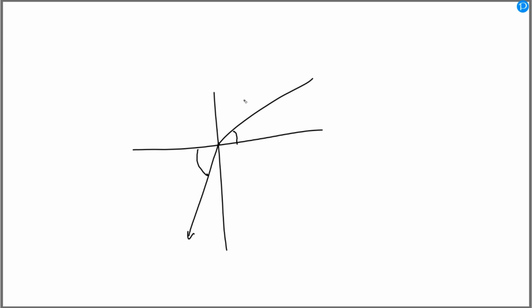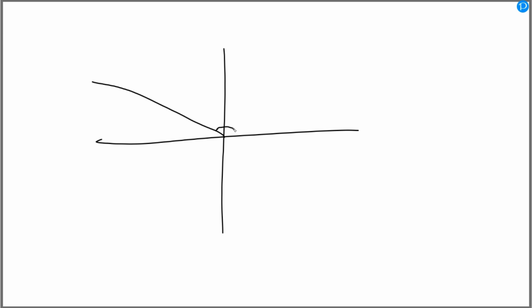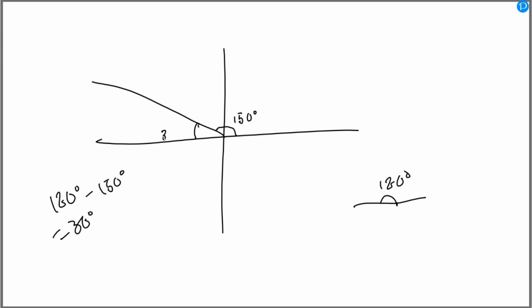To find the reference angle, you can just use the idea of supplementary angles. So say we have an arm over here, and this is, let's just say 150 degrees. Well, then what's the reference angle here? You know that the flat line is 180 degrees. So this reference angle has to equal 180 degrees minus 150 degrees. It's 30 degrees. So our reference angle is 30 degrees here.